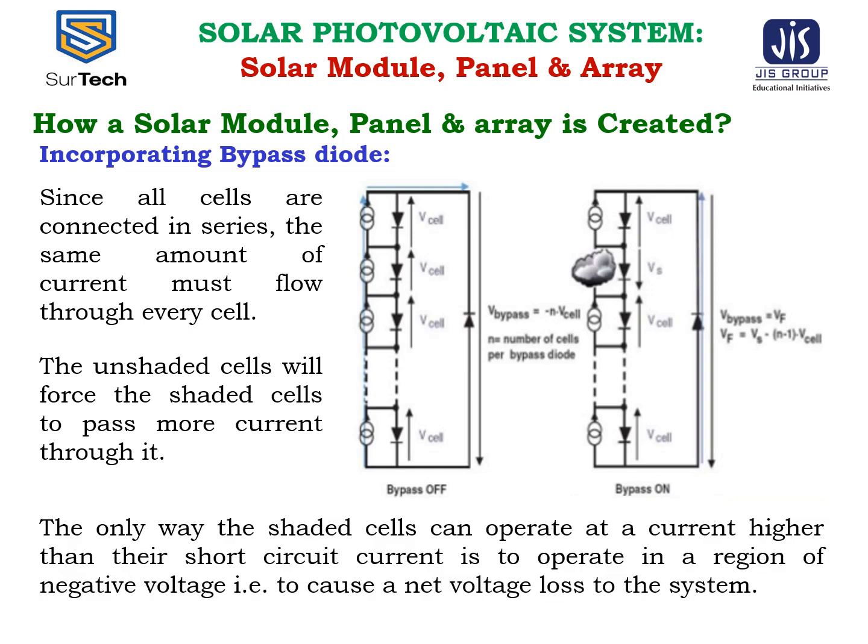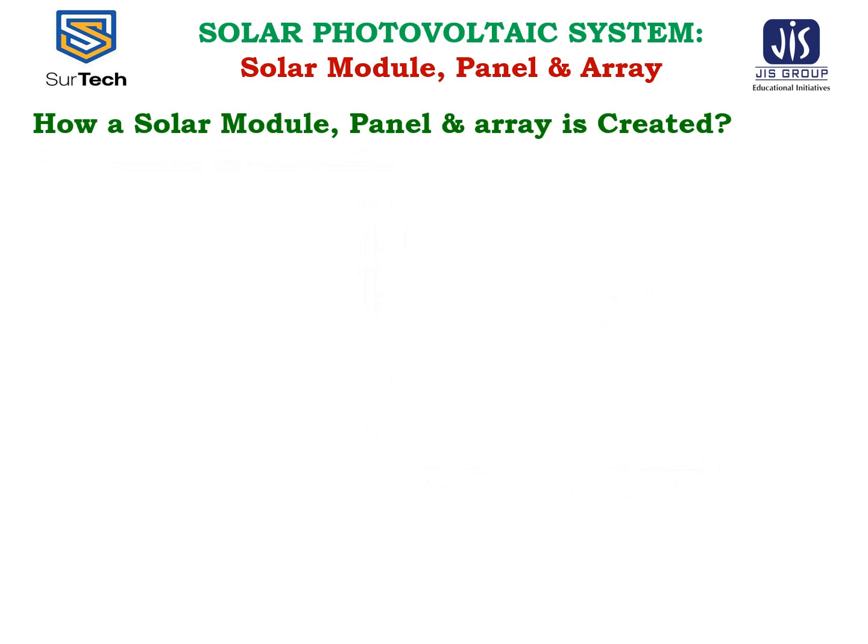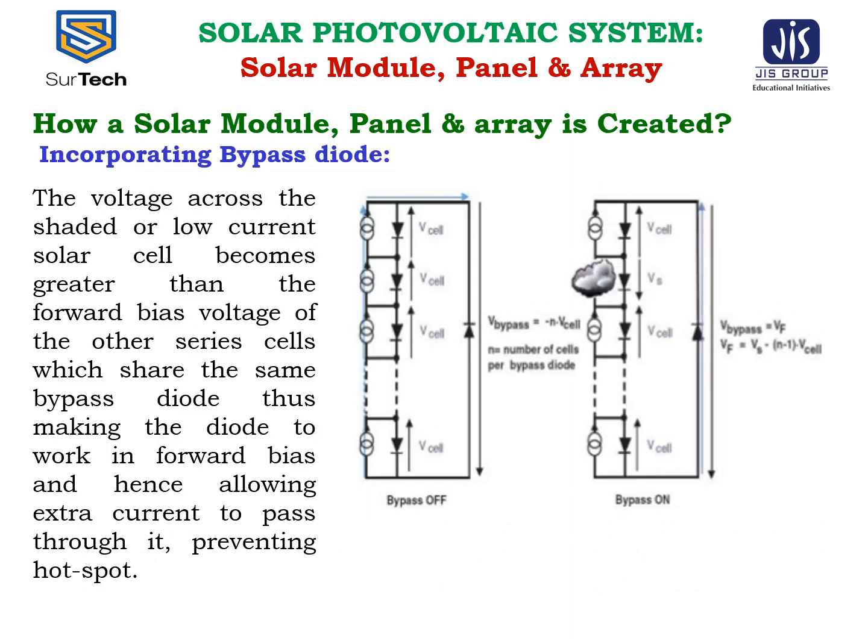The only way the shaded cells can operate at a current higher than their short circuit current is to operate in a region of negative voltage, such that it causes a net voltage loss to the system. The voltage across the shaded or low current solar cell becomes greater than the forward bias voltage of the other series cells which share the same bypass diode, thus making the diode work in forward bias and hence allowing extra current to pass through it, preventing the hotspot.